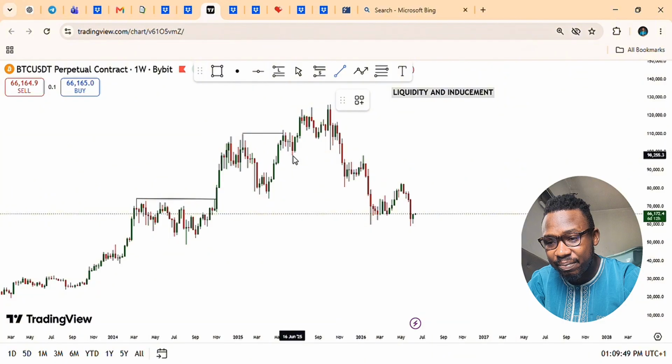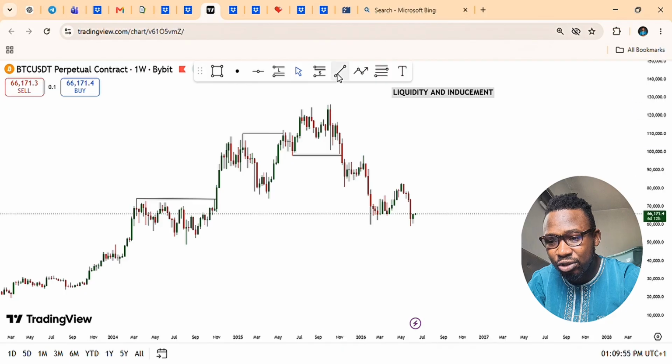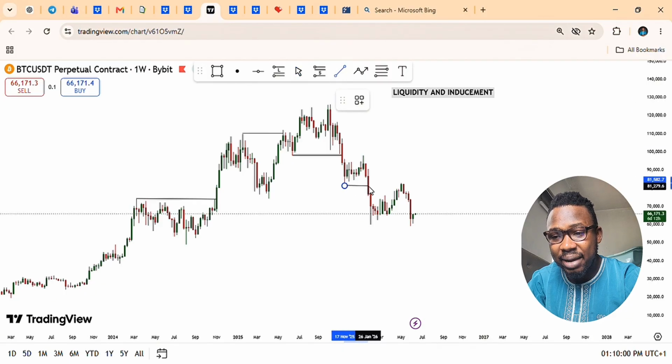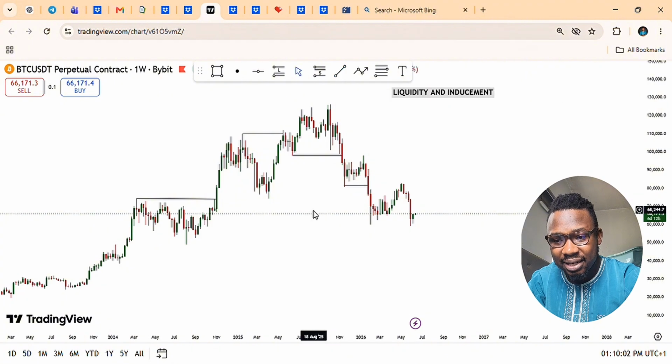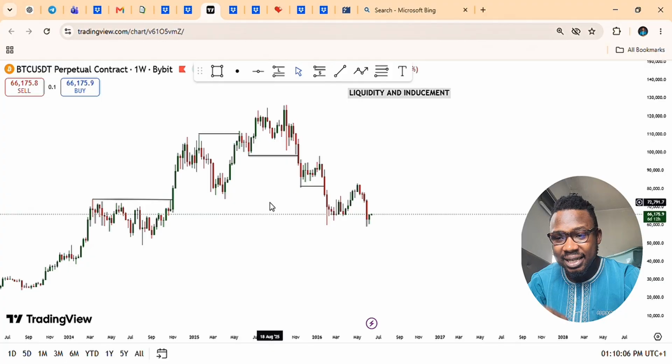All right, change of character simply means the market wants to what? Reverse. And then after a change of character, we have a continuation break of structure in the same direction, which shows us that the market has fully reversed. Now how do we spot liquidity and how do we spot inducement in this kind of market?